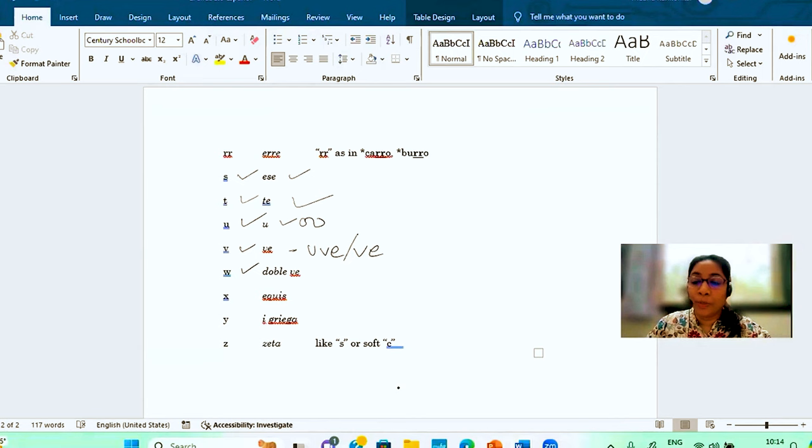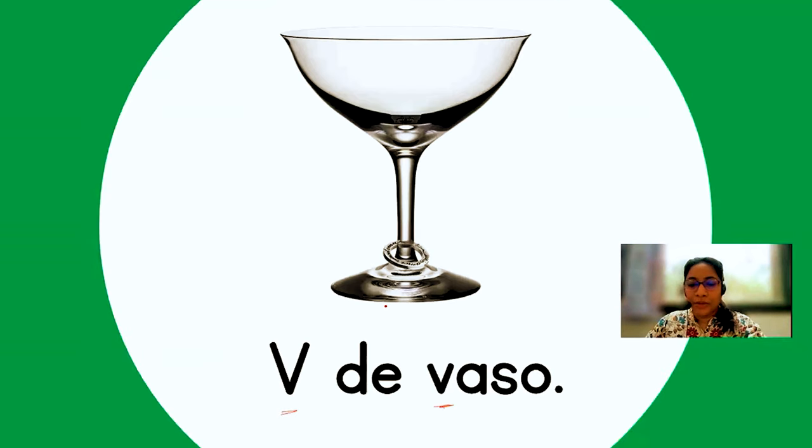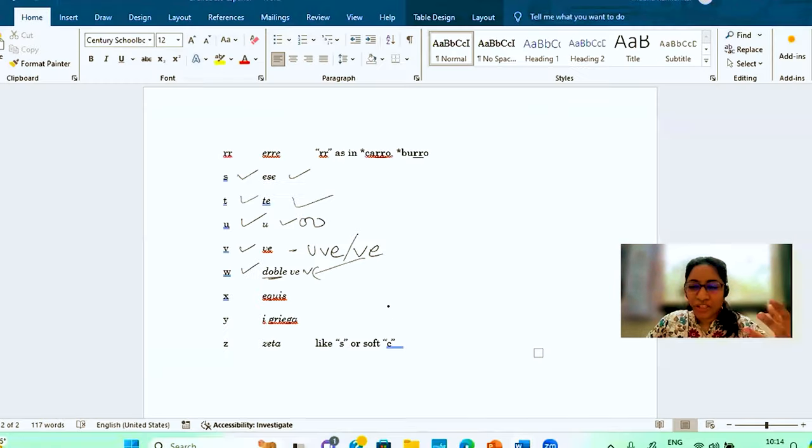Let's look at the next one. W. Doble ve. Very simple to understand. V is V and doble is double. So double V. W. Now with W, the thing is we don't really, pretty much like K, have any words starting with W. Probably just for the sake of understanding, we can take one name, Walter in English. In Spanish, if you really have to say it, you're going to say Walter. But again, we don't really have any Spanish words starting with W. That's the reason we don't have any Spanish words associated with it. Next one is X. Again, while reciting the alphabets, we are going to associate the sound X.